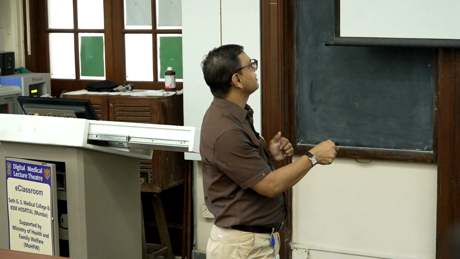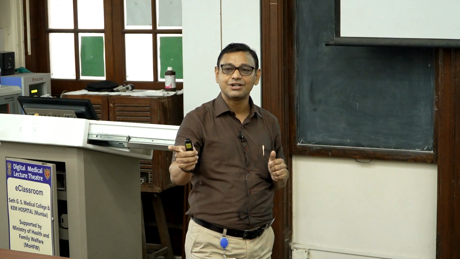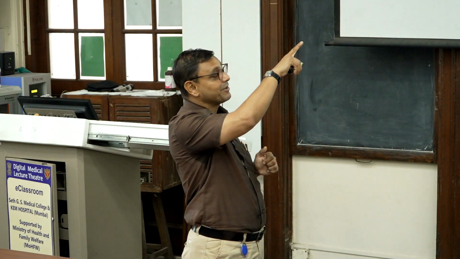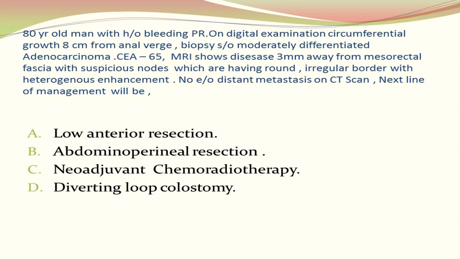Exactly. So here the answer is endorectal ultrasound. So the next step here is to do an endorectal ultrasound to know which layer is involved. T1 is involved or T2 is involved. If T1 is involved, plan for transanal excision. If T2 is involved, plan for AR, not APR here because it's 6 centimeter from the anal verge. Okay, so the answer is EUS.